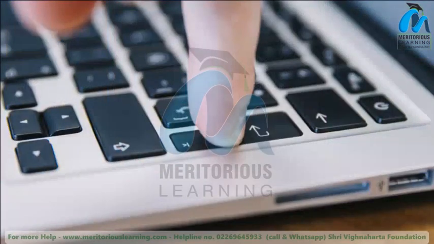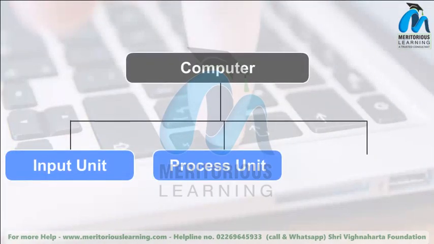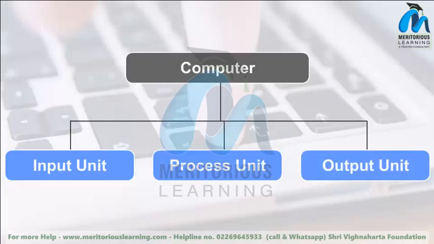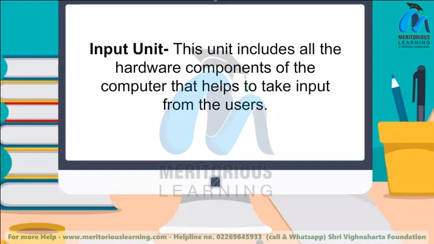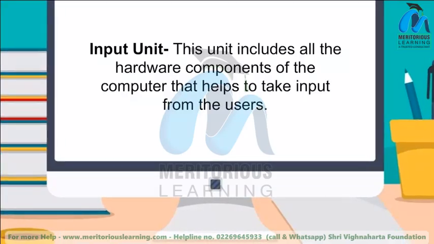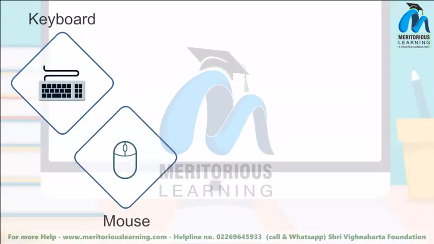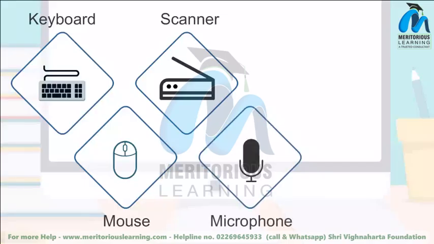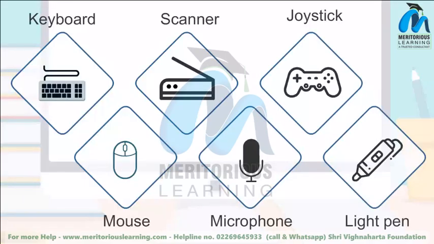A computer system consists of three main components: input unit, process unit, output unit. Input unit. This unit includes all the hardware components of the computer that help to take input from the users, like keyboard, mouse, scanner, microphone, joystick, light pen, etc.